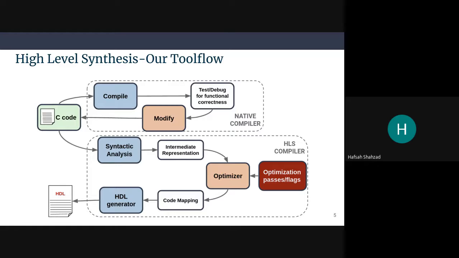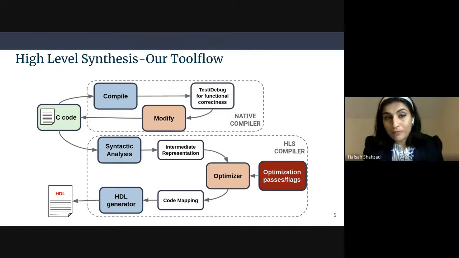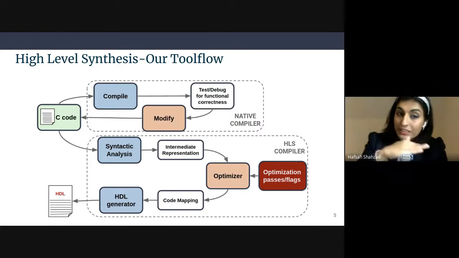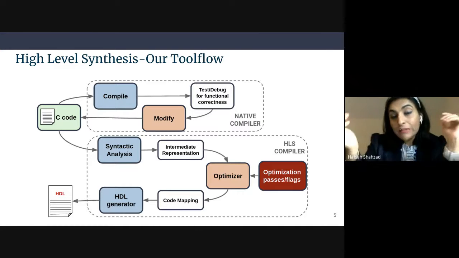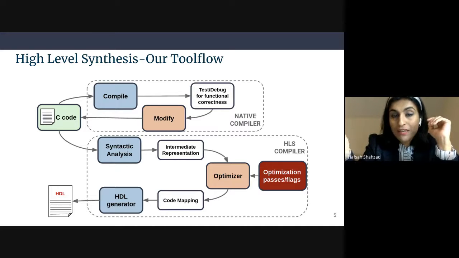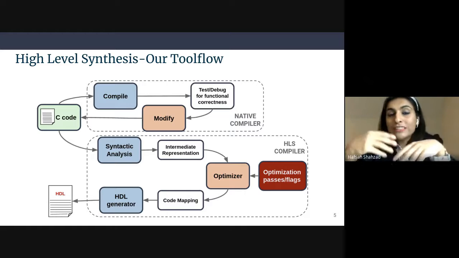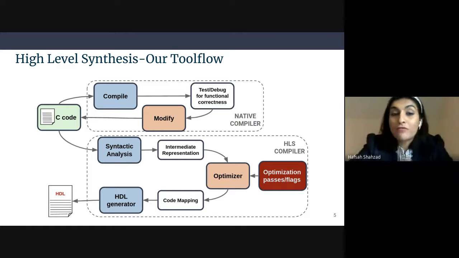So initially, we have a native compiler which checks for the functional correctness of the code, and then we have an HLS compiler, which initially converts our C code into its intermediate representation, which is actually making it language independent, whether it be C or C++ or OpenCL or whichever high level language we have used.